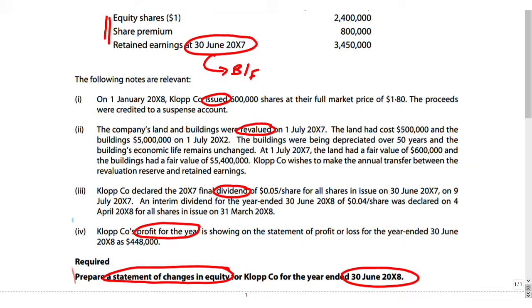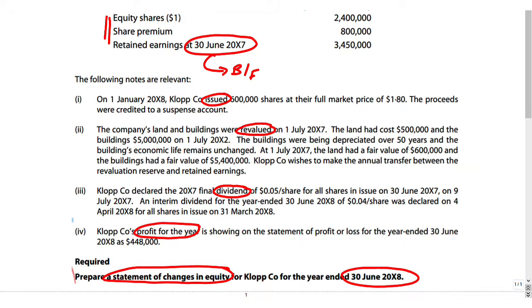And then on the equity shares and share premium, we'll be looking to credit share capital and credit share premium with the issue of shares. Remember, we credit the equity share capital with the par or the nominal value, and the share premium is the excess above that par value, isn't it?